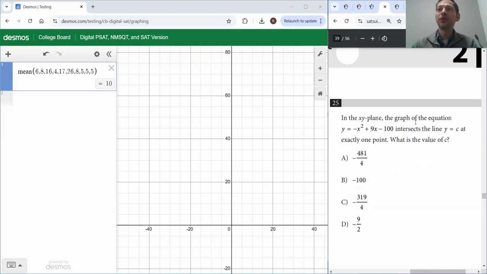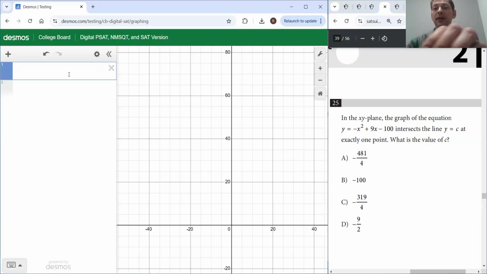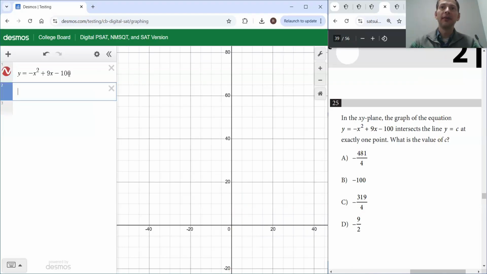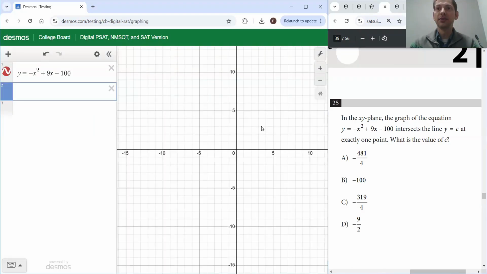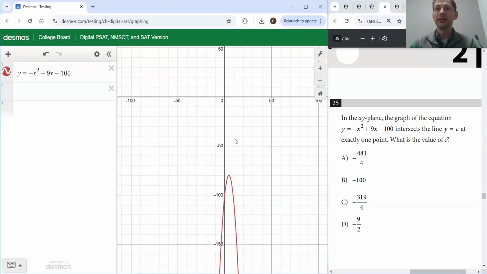In the xy plane, the graph of this equation intersects the line y equals c at exactly 1 point. So what is the value of c? Let's visually try and see what is even happening. So let's put this in Desmos. We have y equals negative x squared plus 9x minus 100, right? So we have that equation, and we could sort of zoom out here and try and find it. Yep, that's right here.